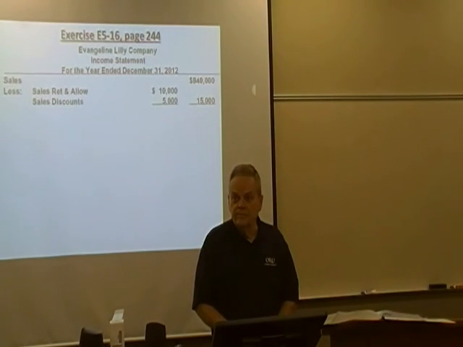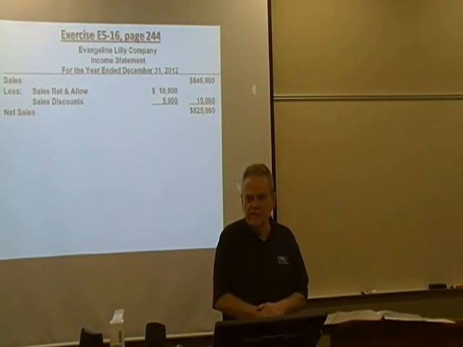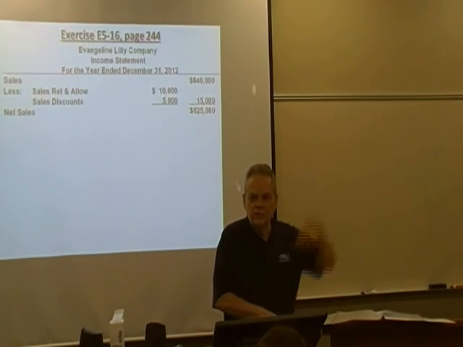Now what? Subtract that. We subtract the sum of the contra accounts from sales and get $825,000 is net sales. You ought to be a step ahead instead of a step behind. We need to find cost of goods sold. If you can say the cost of goods sold formula right now without looking in your book or notes, put your hand above your head.